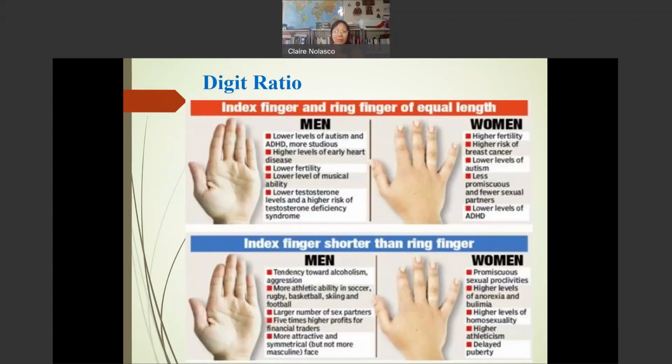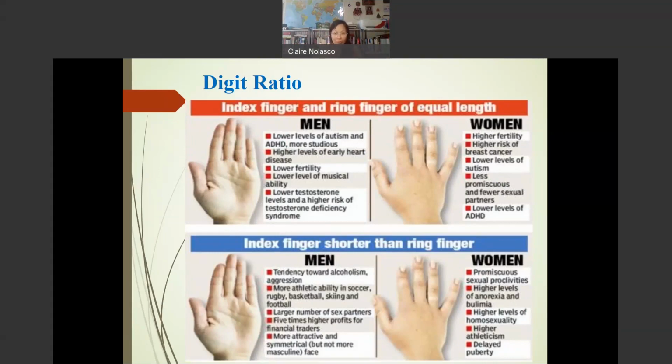Let's look at this. So if the index finger and ring finger are of equal length, probably in women, higher fertility, higher risk of breast cancer, lower levels of autism, less promiscuous and fewer sexual partners, and lower levels of ADHD. So that's me. We have the same, my index finger and ring finger are of equal length.